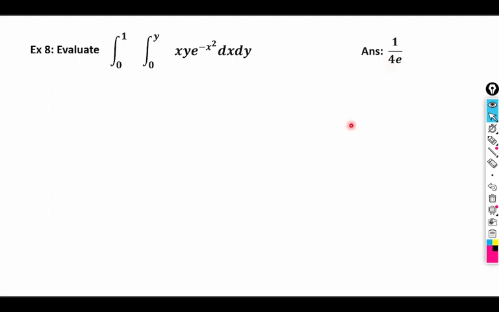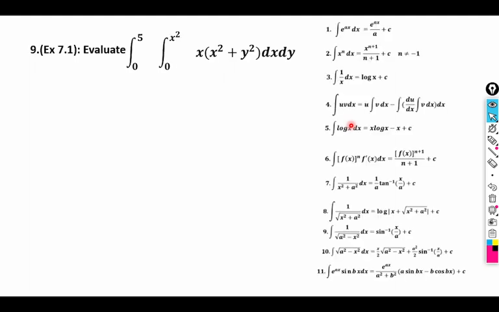And after this, yes, here we have the last example, which is actually a solved example from B S Grewal. So evaluate this solved example 7.1: evaluate the integral 0 to 5, 0 to x square, x into x square plus y square dx dy. See, the limits are in terms of x. We should integrate with y first, and obviously formula number 2 only we require here.